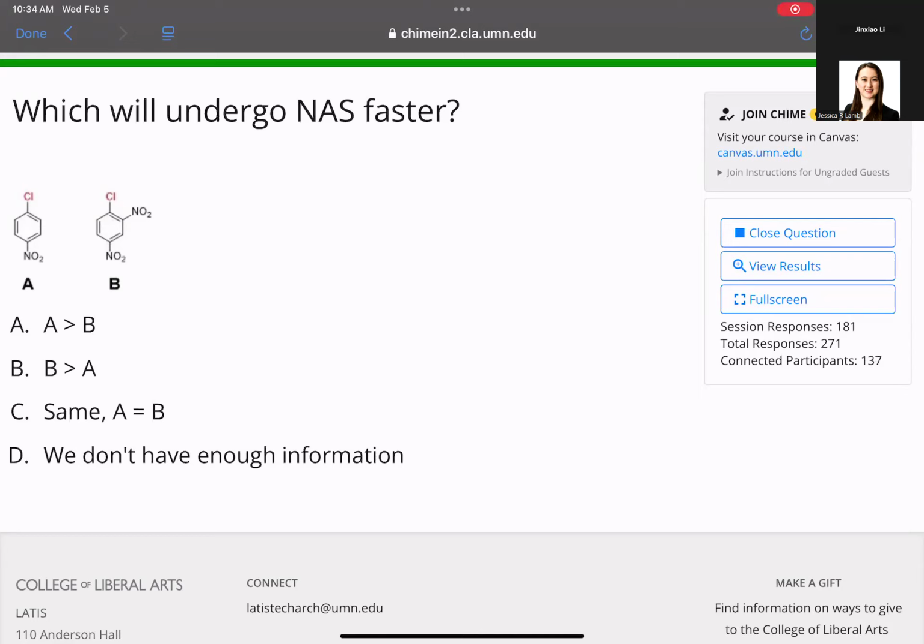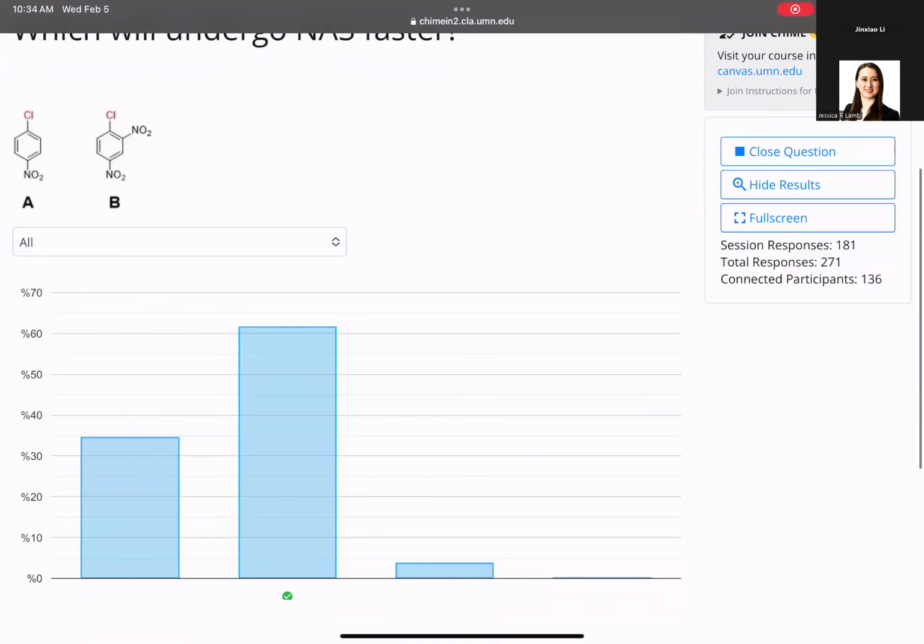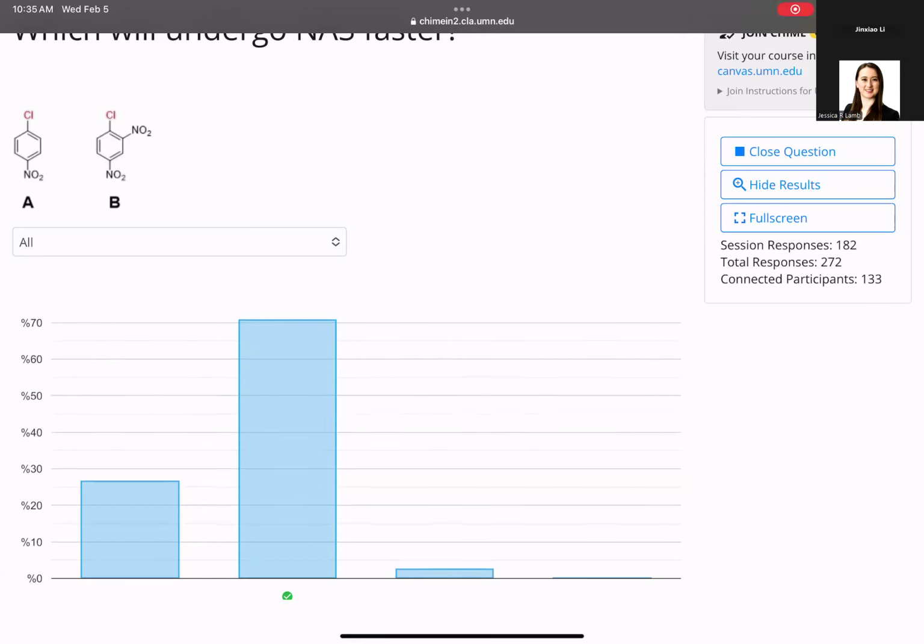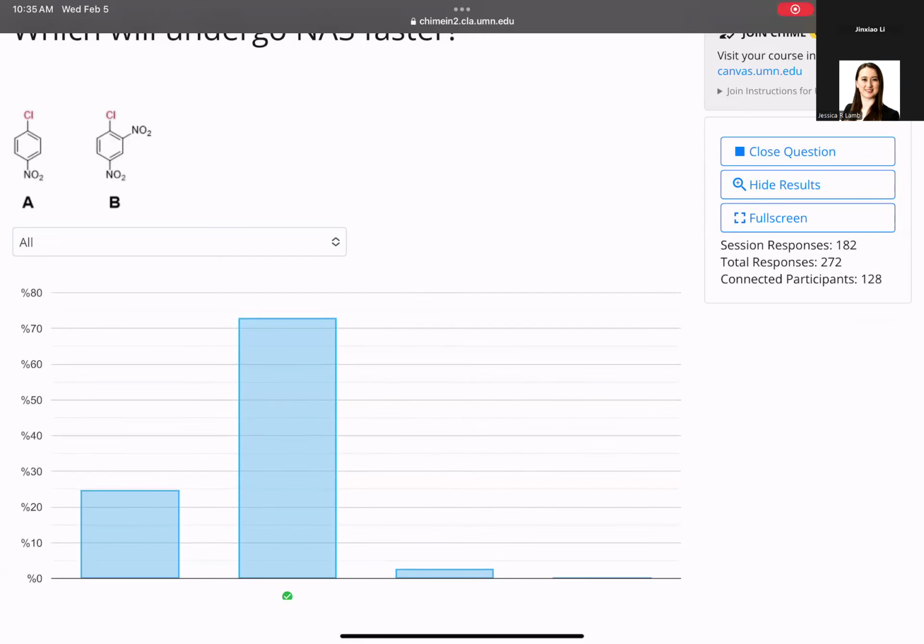All right, let's see what we got. Okay, so most people are getting correct, but we're not super confident. So A or B, not quite sure. So B is the correct answer. It's going to be faster because we have more electron withdrawing groups to be able to stabilize that negative charge. So in the same way that adding one nitro group is good, adding a second nitro group is even better. And so that allows us to do the reaction even faster. So let's draw that out.